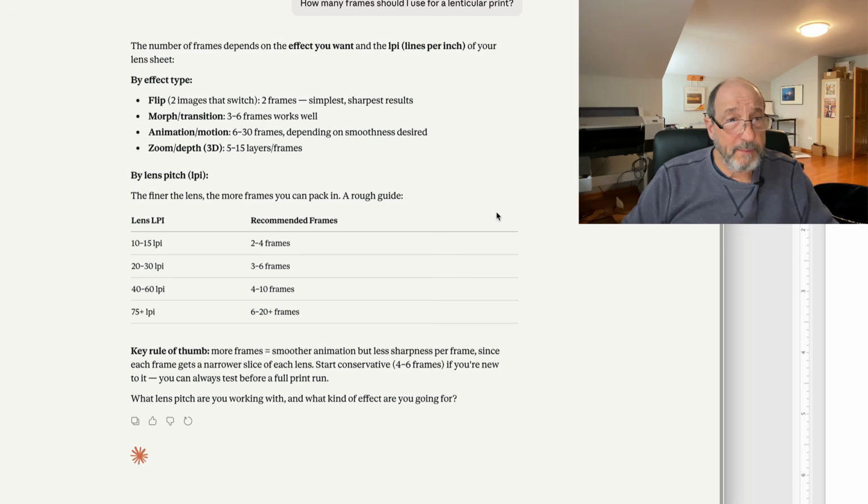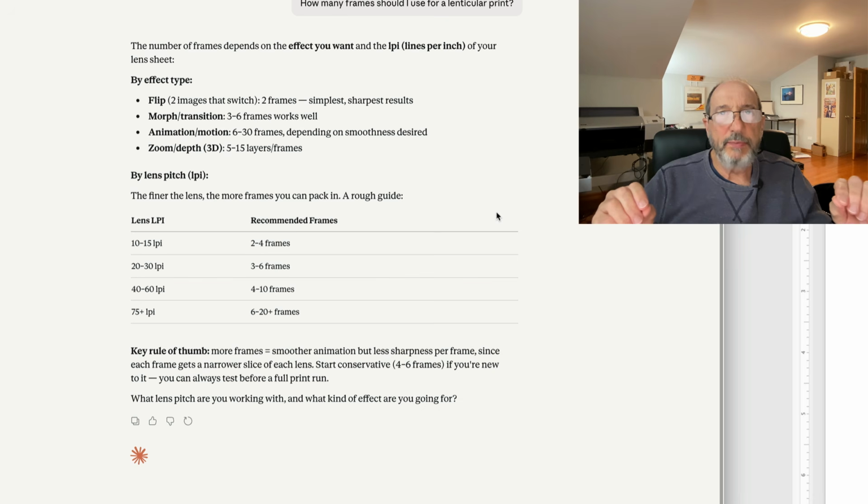Then, the finer the lens, the more frames you can pack in. Rough guide. This is completely backwards and wrong. LPI 10 to 15, recommended 2 to 4 frames. LPI 75 plus, 6 to 20 frames. Somehow it thinks the finer the LPI, the more frames you can put in. That is completely wrong. The lower the LPI, the more frames you can use.